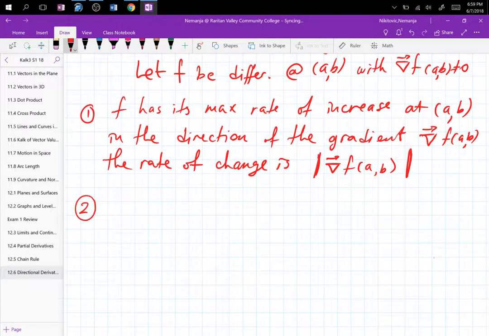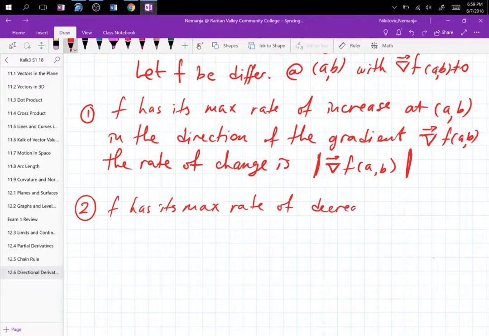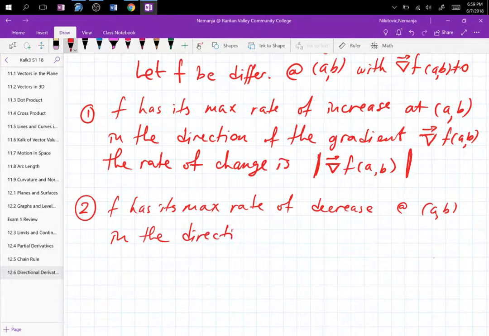Number 2, f has its maximum rate of decrease at (a, b) in the direction of the negative gradient of f at (a, b).